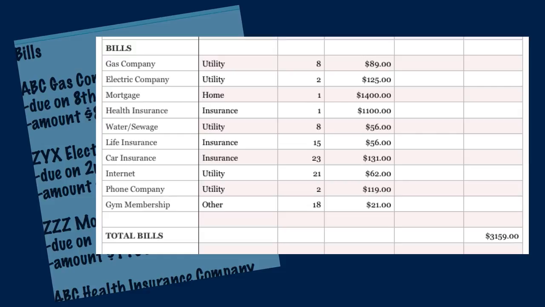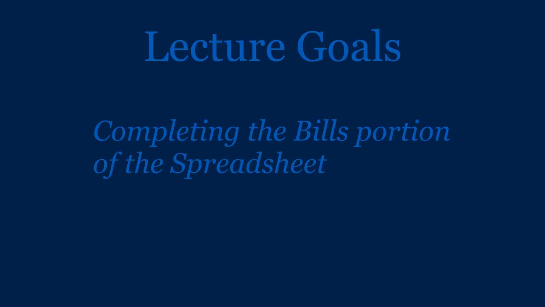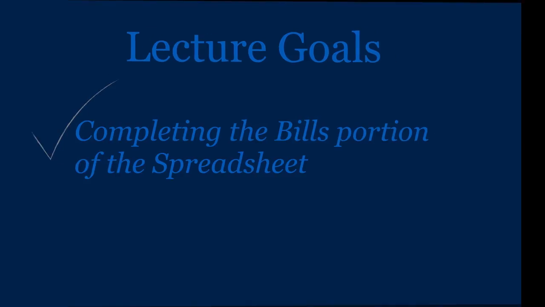And the fourth column is the amount that you owe. Now, the good thing about this spreadsheet is your total. It automatically totals it up for you, so you do not need to put anything in there. So that is pretty much our bills section. Let's just take a look at our lecture goals to make sure we actually did what we were supposed to do. And we did complete the bills portion of our spreadsheet.